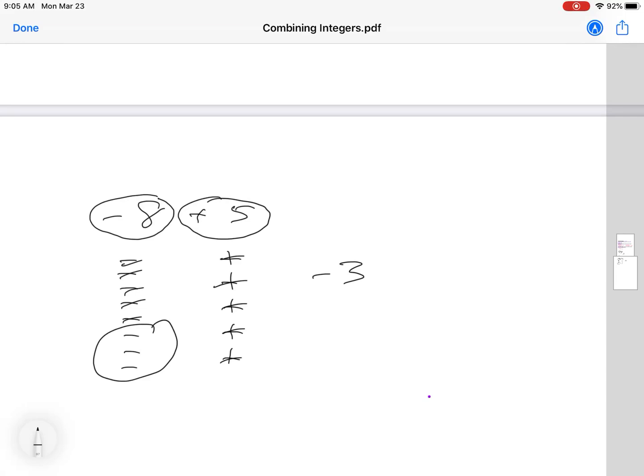Well, if you go back to the rule, these are different signs, so we subtract, and we keep the sign of the larger number.